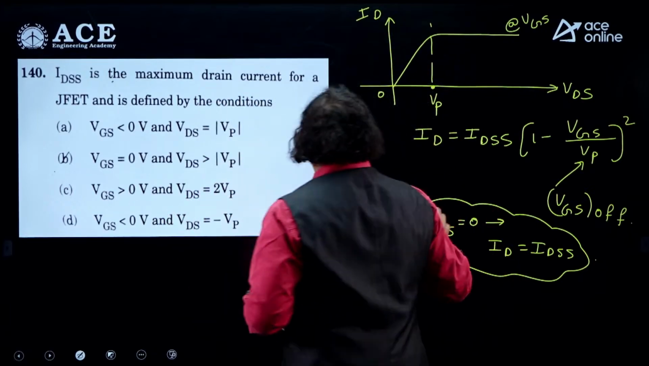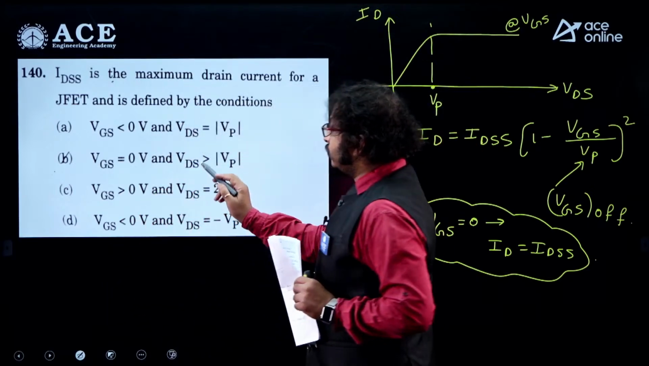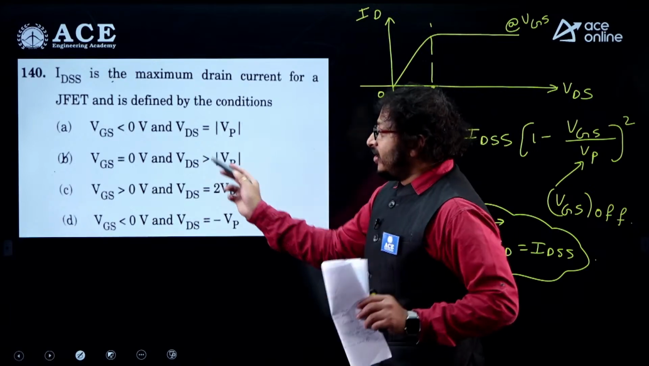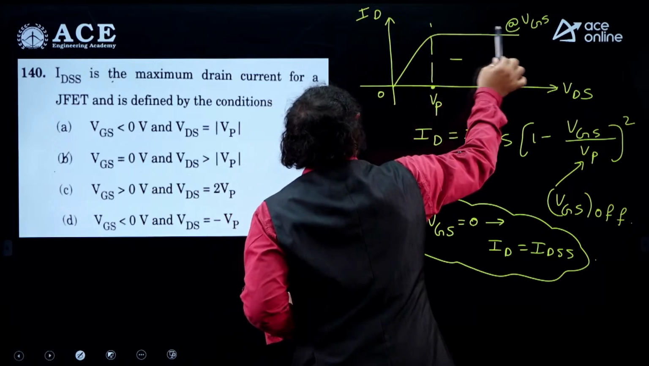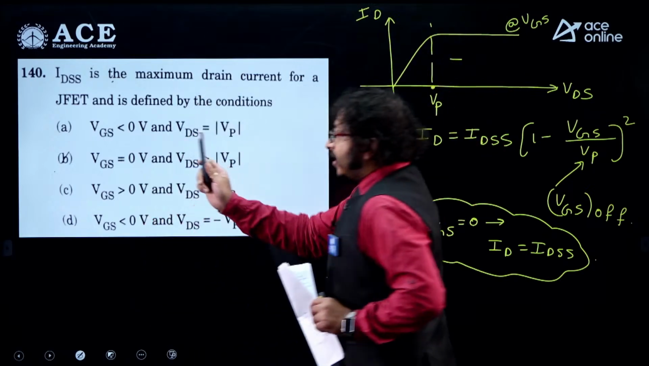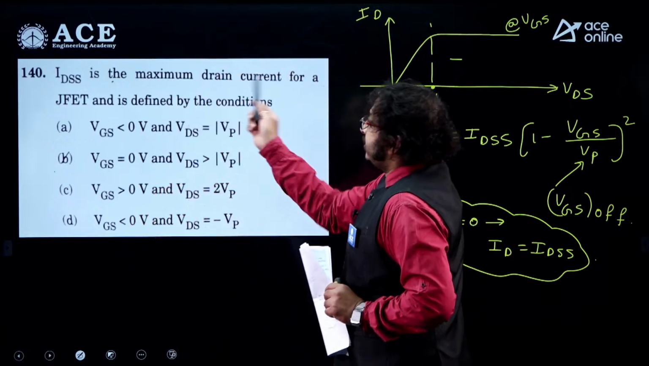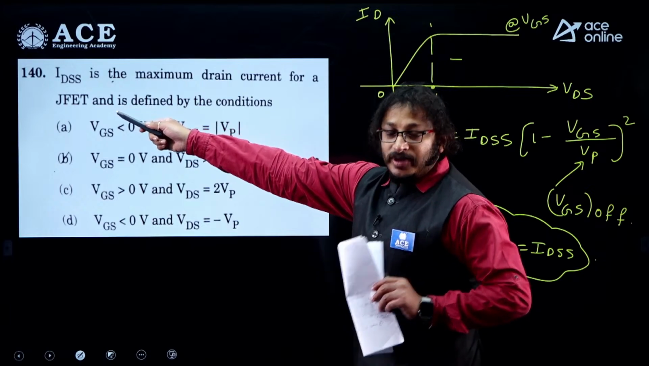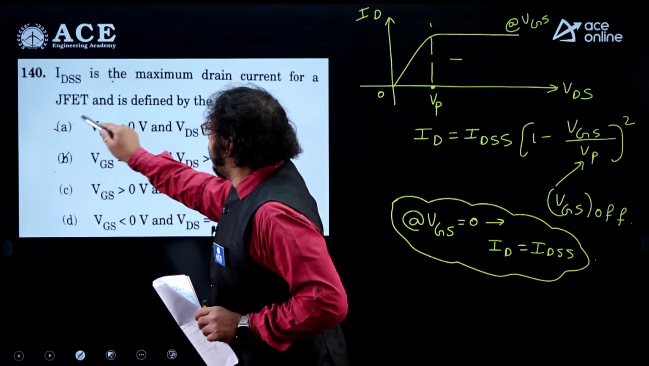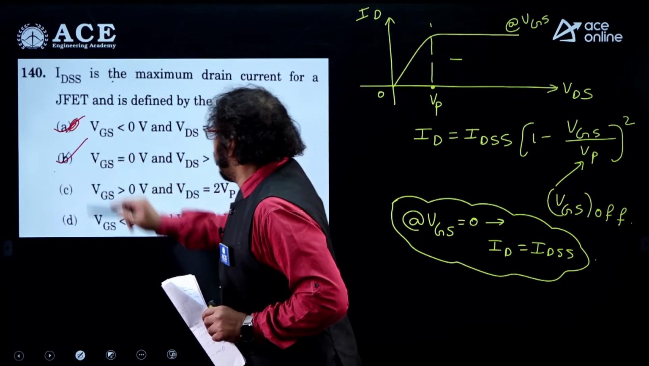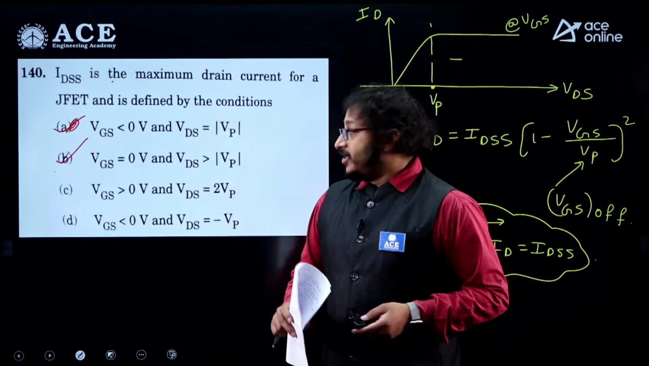So if I want to use this expression, which is under saturation, the condition is what, dear students? VDS must be greater than VP, and VGS is equal to 0. VDS greater than VP, it is under the saturation region. Then I can use this formula and substitute VGS equal to 0, then ID becomes IDSS. I think that's what he's asking: what are the conditions to get a drain current, quiescent point current, equal to IDSS? Therefore, not option A, option B. Option B is apt for the given question: VDS greater than VP and VGS must be equal to 0.